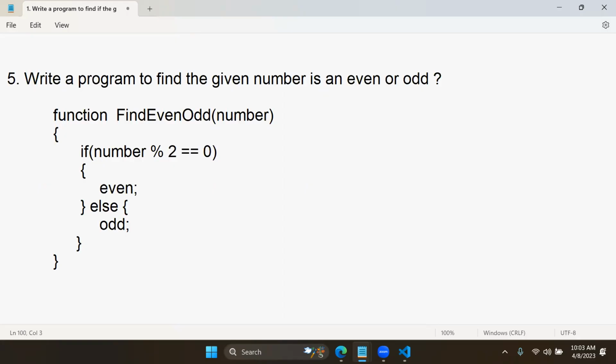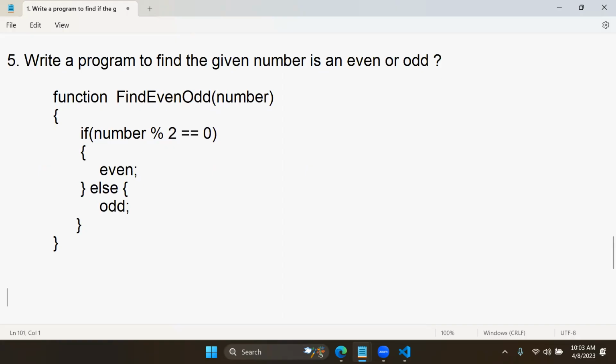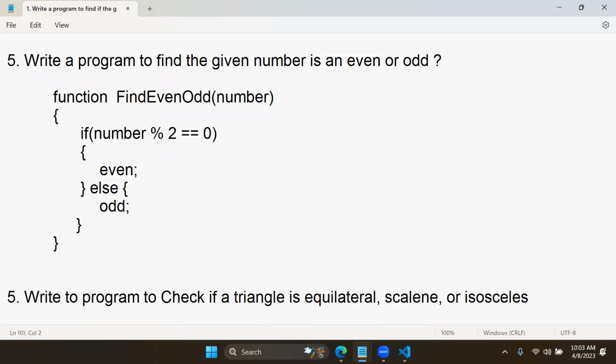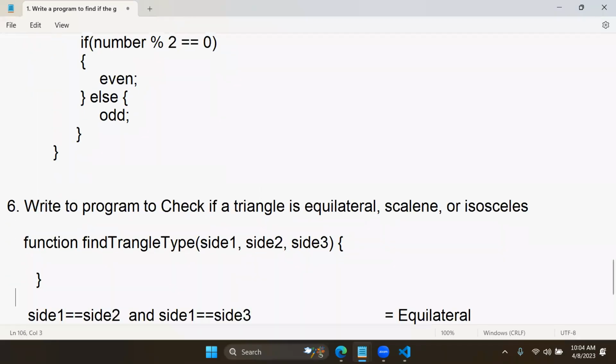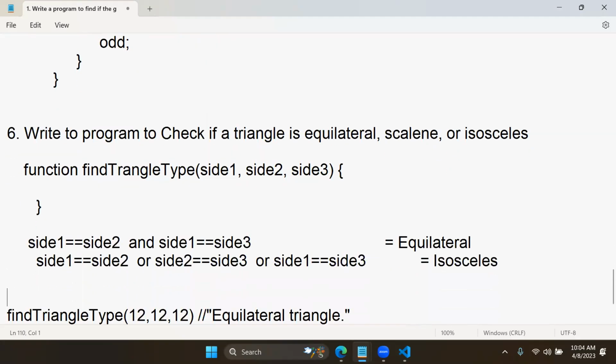I will tell you some others later. Next level we will see that. Okay, now write a little bit more complex one. This is the second one here, sixth: write a program to check if a triangle is equilateral, scalene or isosceles. What is the condition?